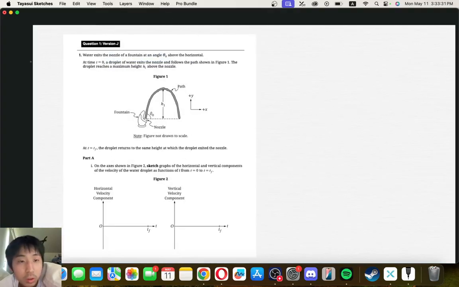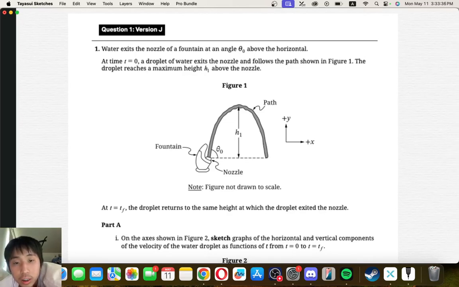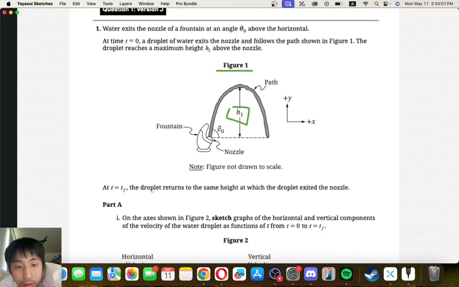Okay. At time equals 0, a droplet of water exits the nozzle and follows the path shown in figure 1. The droplet reaches a maximum height of h1 above the nozzle, which is right here. At t equals tf, the droplet returns to the same height at which the droplet exited the nozzle.